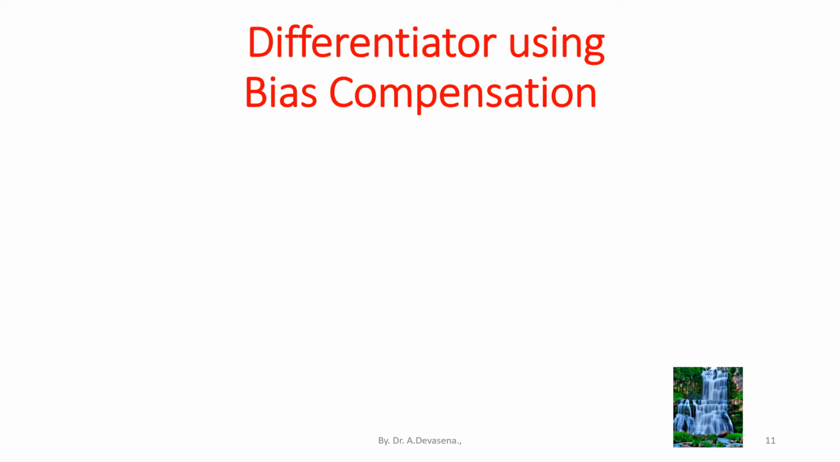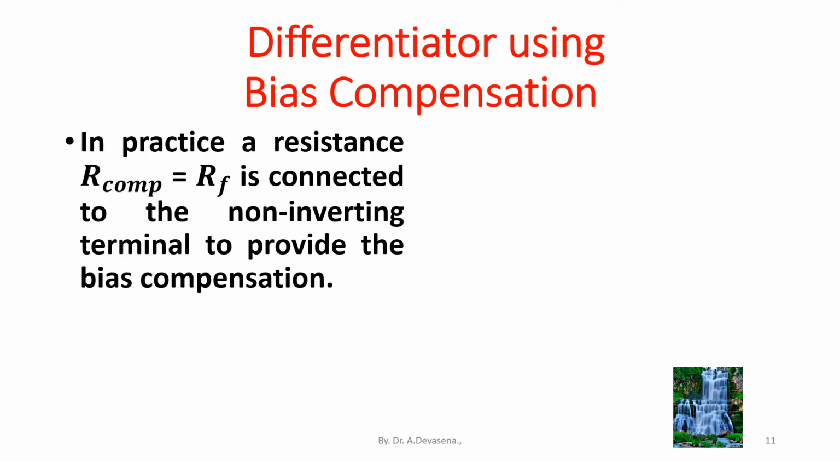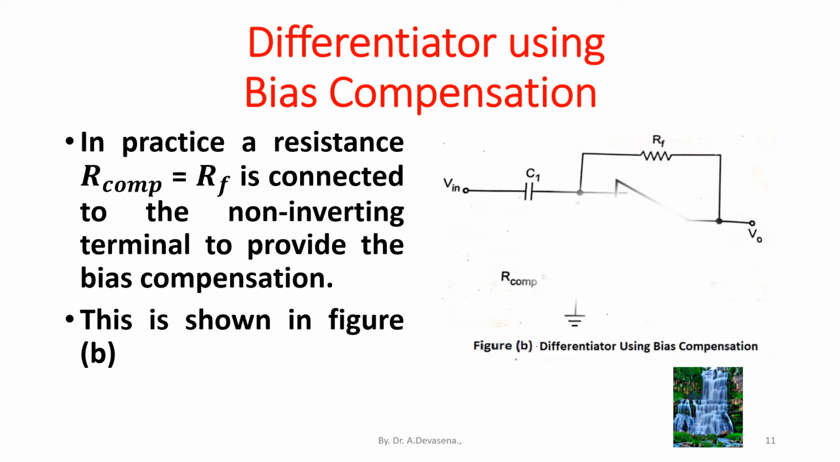Differentiator using bias compensation. In practice, a resistance R compensation equal to RF is connected to the non-inverting terminal to provide the bias compensation. Here is a representation of the differentiator using bias compensation in figure B. Here in the non-inverting terminal of the operational amplifier, the compensating resistor, which is equal to the value of RF, is connected. This is indicated here.